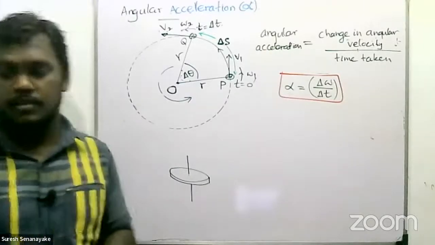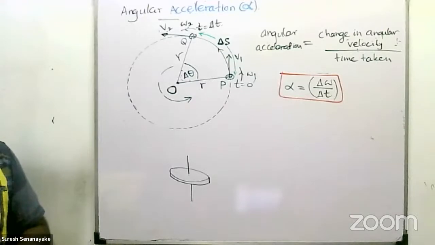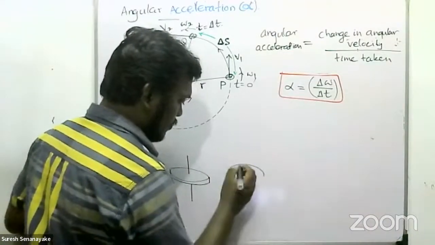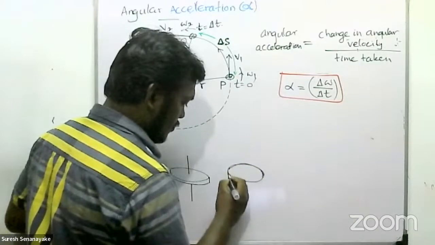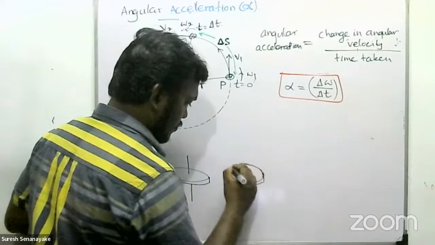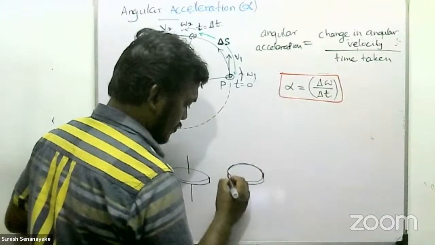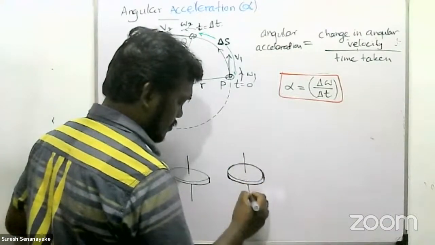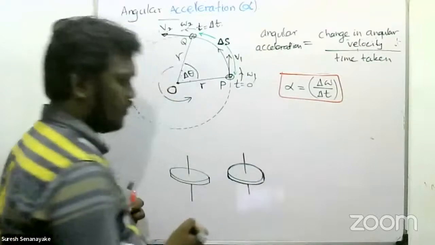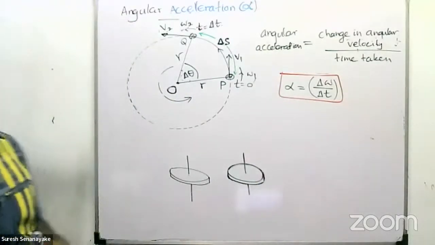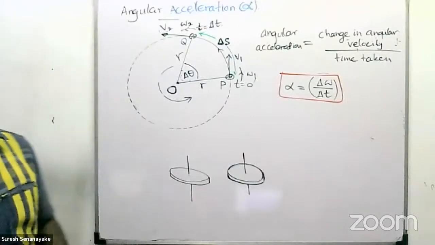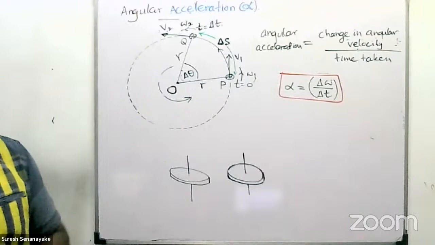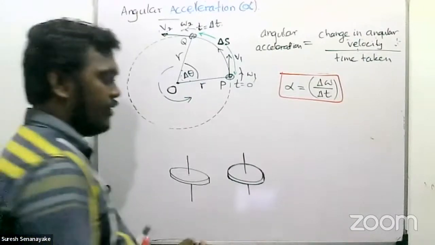Right, next point. Make a point and then write. If the rotating plane changes, angular acceleration will be along the direction of the change of angular velocity.